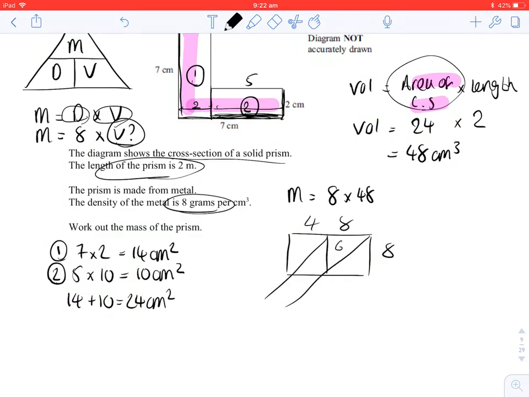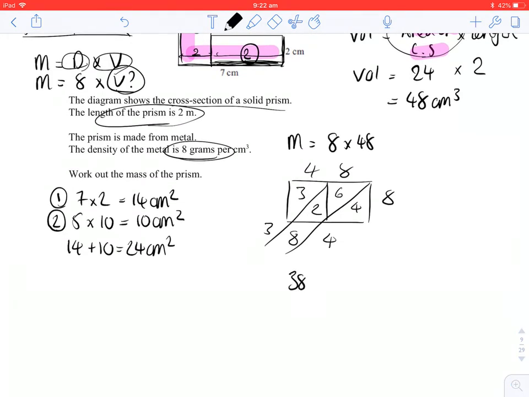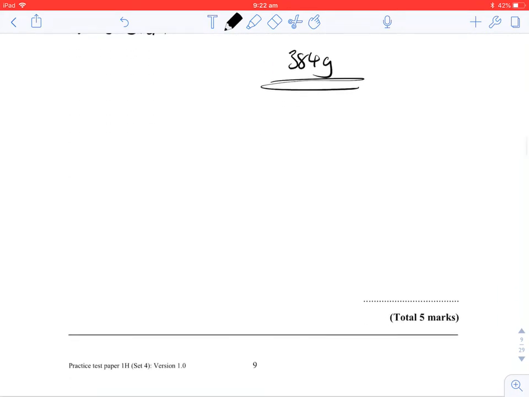48 and 8. 8 8s are 64. 8 4s are 32. So we've got 384 grams for our mass, because this was grams per centimeter cubed. So then we've got 384 grams.